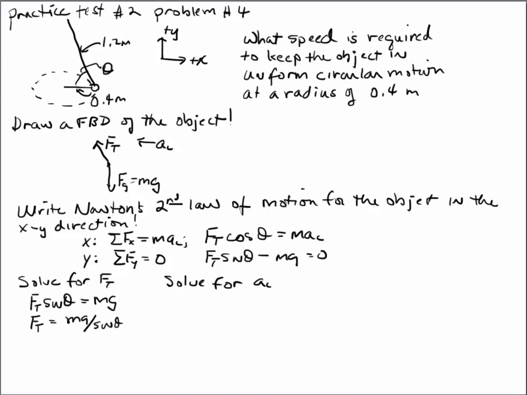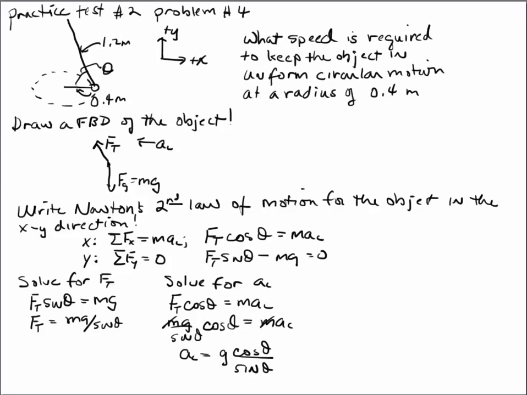Solve for the centripetal acceleration. We have the force of tension times cosine theta equal to the centripetal force, m times the centripetal acceleration. We can substitute for Ft this quantity here. All we've done is go over here and substitute. And then we can solve for the centripetal acceleration. This centripetal acceleration is equal to g times the cosine theta divided by sine theta.